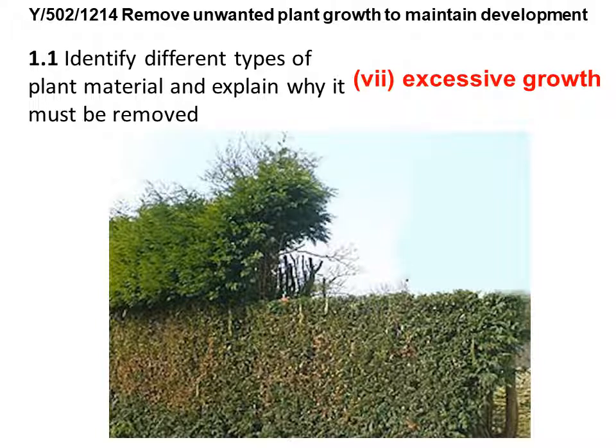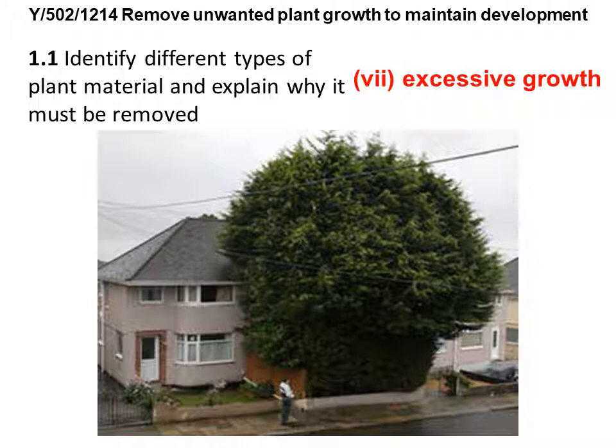You can see on this conifer hedge that it's got too tall, the garden's too dark, it's not letting enough light in, so it needs to be cut down and the sides need to be trimmed up to allow more light in, and it needs to have a nice level top. So that's another form of excessive growth that you see very often on hedges. And again, that's ridiculous, isn't it?